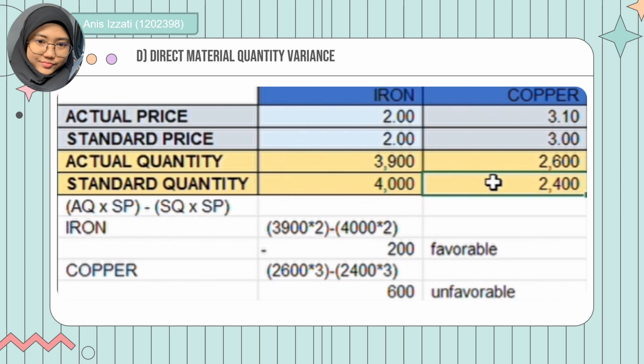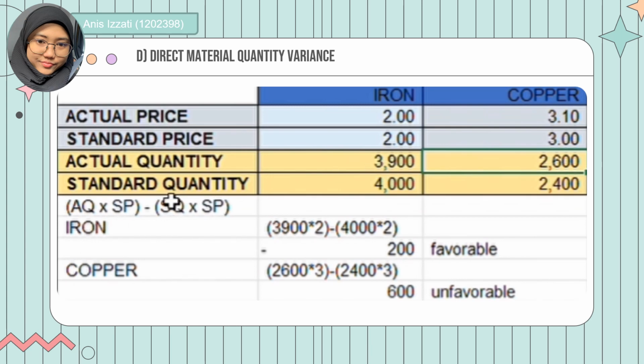Right. For the standard quantity of copper, it has been standardized at around 3 quantity per unit that has been produced. So the units produced is around 800, right? So 800 times 3, so we will get 2,400. Okay, so the actual quantity for iron and also copper has been given. We took the amount that the company has used.